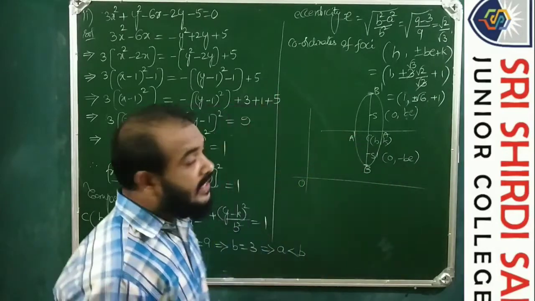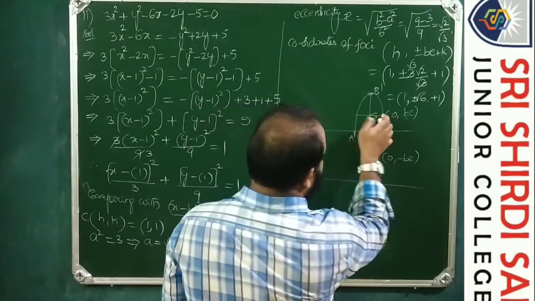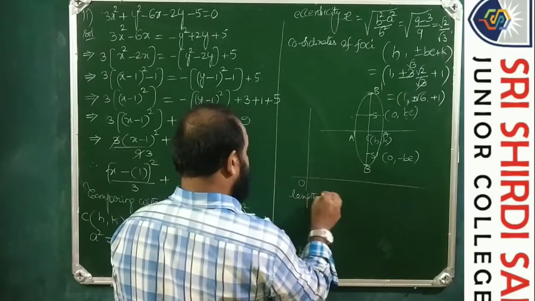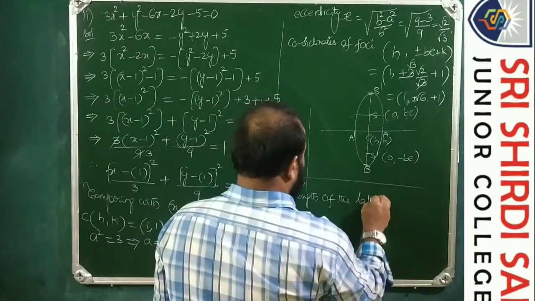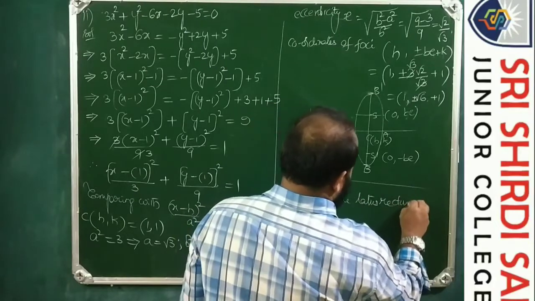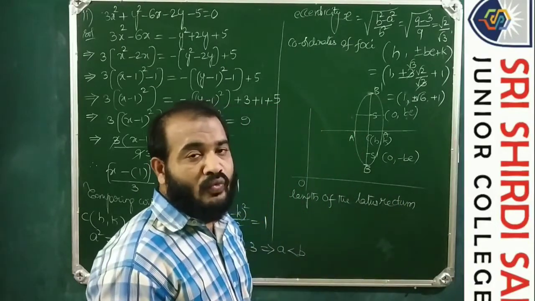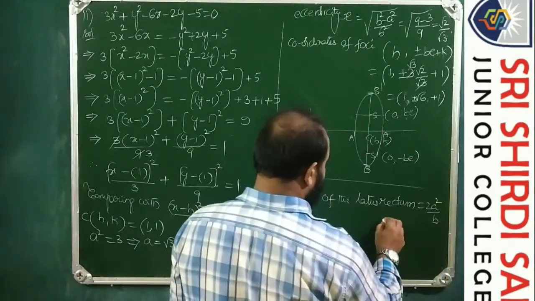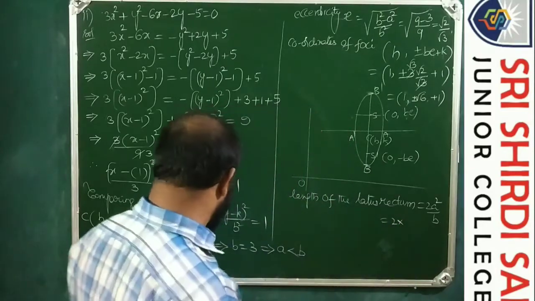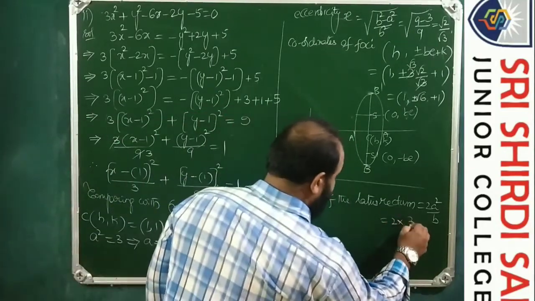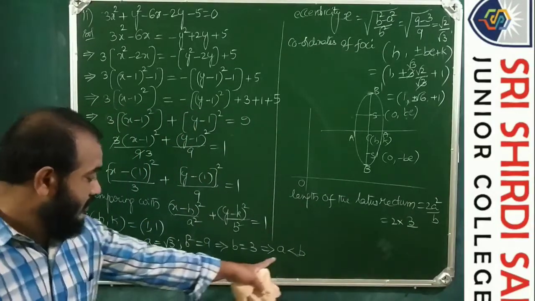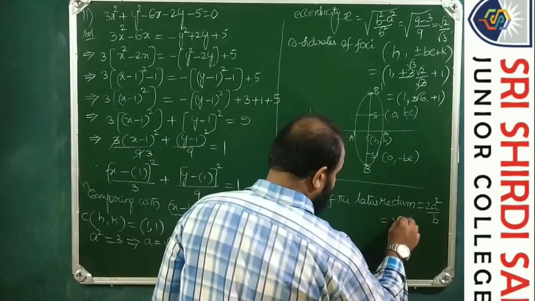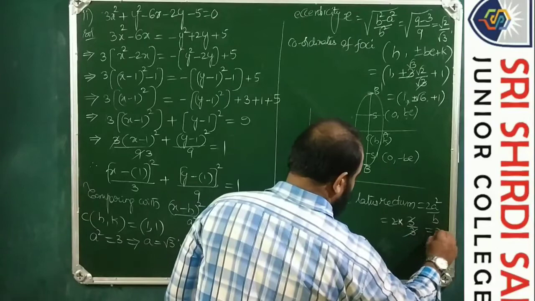And after the foci, the length of the latus rectum. The length of the latus rectum is equal to, in the last case it is 2b square by a, but here it is 2a square by b. So this is equal to 2 into a square, which is 3, by b, which is again 3. So 3 gets cancelled, and we are left with 2.